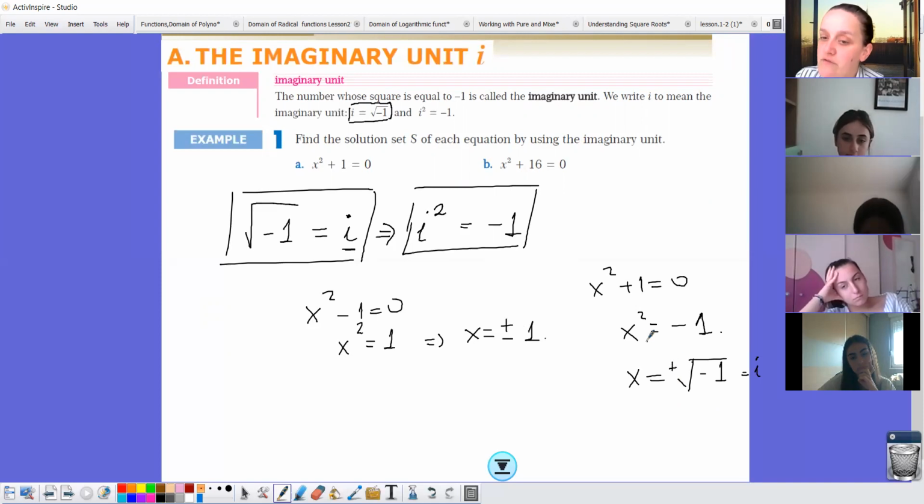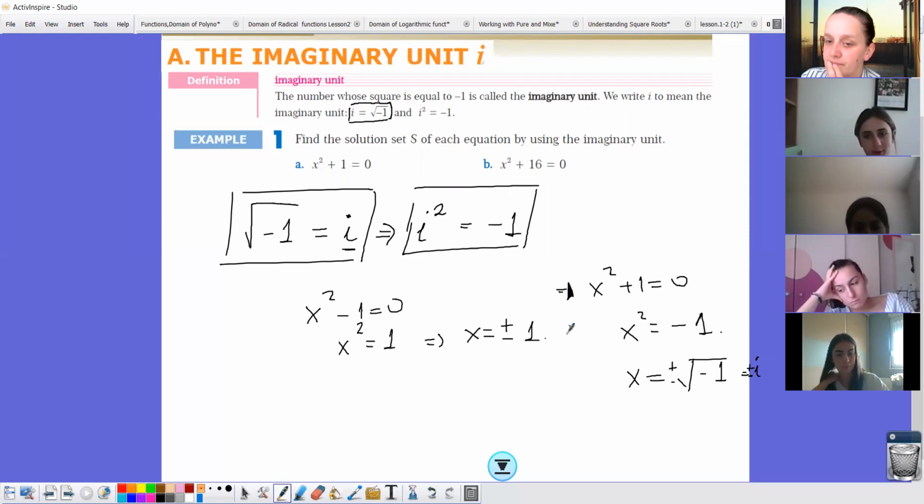But here I forgot to write, you remember when we have x squared, we always need to have two solutions. So it is plus or minus root of -1, so the solution will be plus or minus i. Is it okay? Yes, it's okay. So let's see.